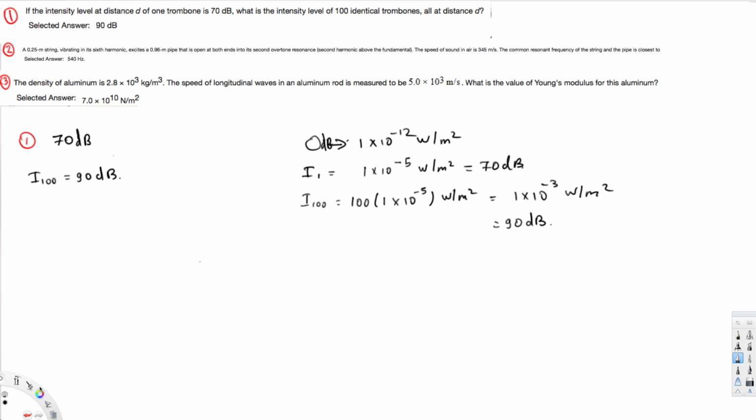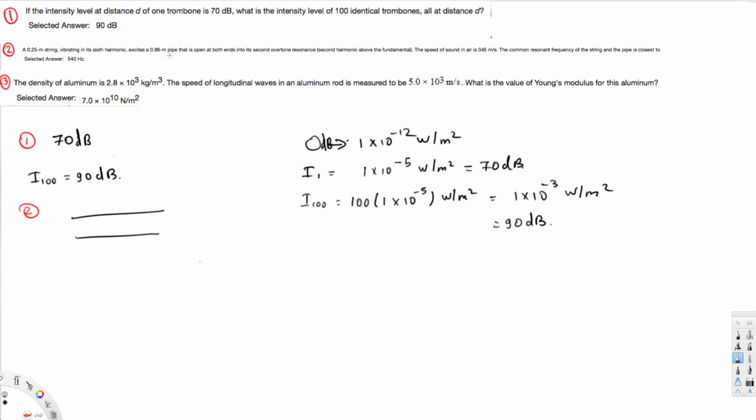And let's do the second question. The second question is asking: a 25 meter string vibrating in its sixth harmonic excites a 0.96 meter pipe that is open at both ends. So we have a pipe that's open at both ends, and whenever they say it excites another one, it means the frequencies are equal. So whatever the frequency the string has and whatever the pipe has is going to be equal in this situation. That is one thing to consider.